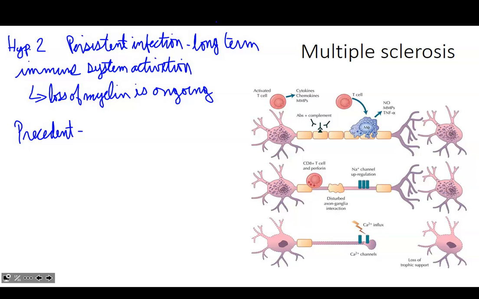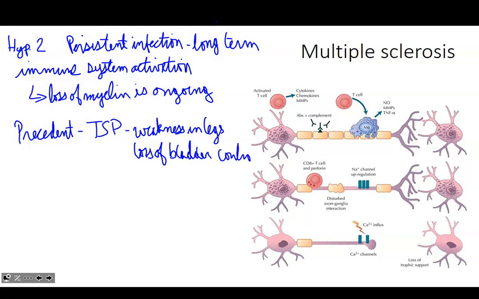There's a virus called TSP, tropical spastic paraparesis. The symptoms of this tropical spastic paraparesis, which is a virally mediated illness, are weakness in the legs and loss of bladder control. And this looks a lot like multiple sclerosis, these symptoms. So this resembles MS, and it's caused by a virus.